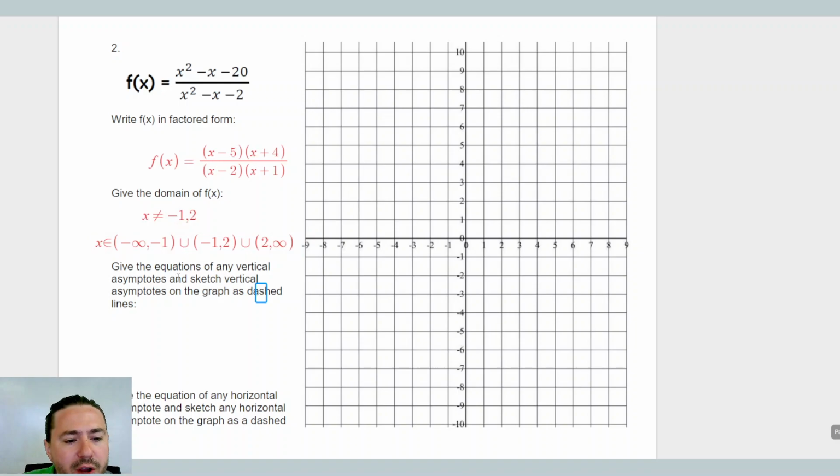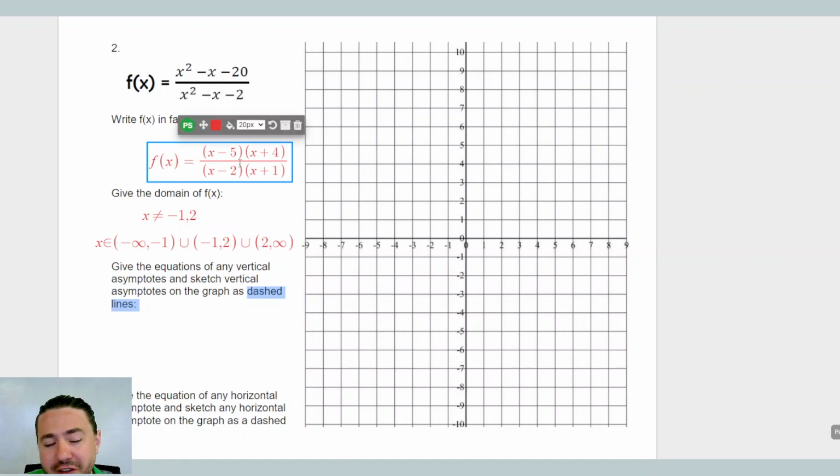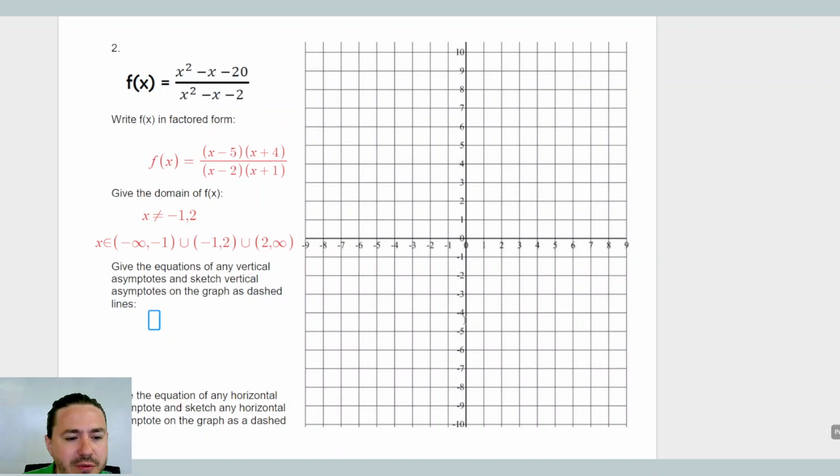Give the equations of any vertical asymptotes and sketch them as dashed lines. So dashed lines will be good if you're handwriting this using a pencil or pen, or if you have different colors, like what I'm going to do here is just use a different color to do the vertical asymptotes. But those vertical asymptotes are going to be at -1 and at 2. So I'm going to go ahead and draw those out. So at -1, we've got a vertical asymptote. And at 2.